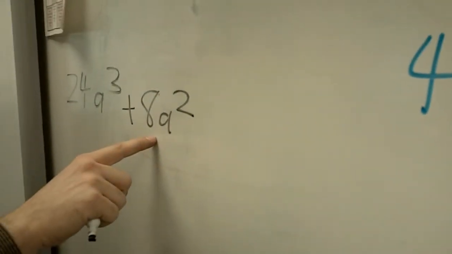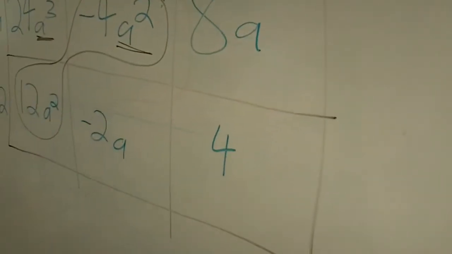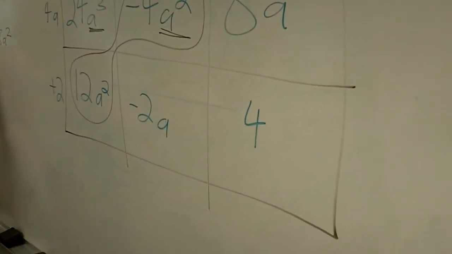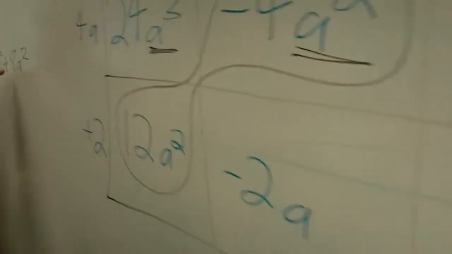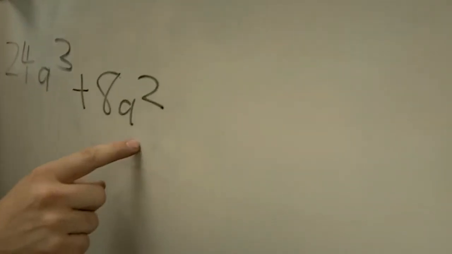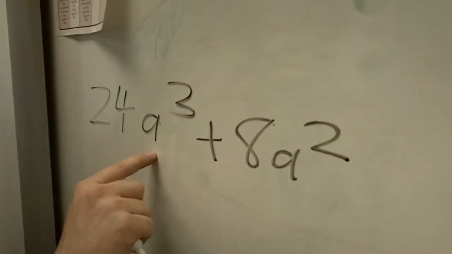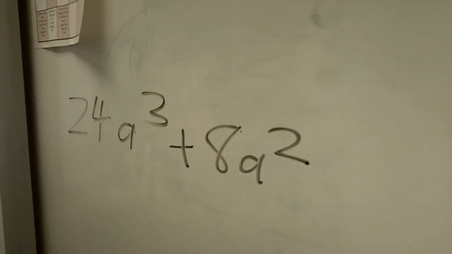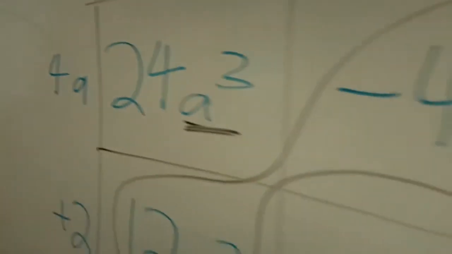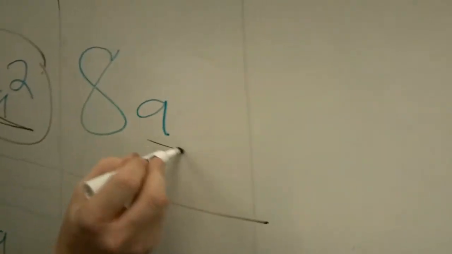What about the 2 and the 3? That'd be like 5, right? Oh wait, that's 2 different things. We can't combine these. The A cubed and the A squared we're not able to combine together because they've got different exponents. Now, do I have any other A terms?